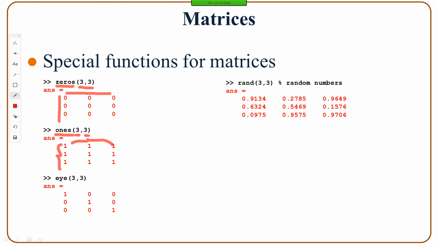Rand(3,3) would give a matrix of random numbers, and this is also a 3 by 3 matrix.